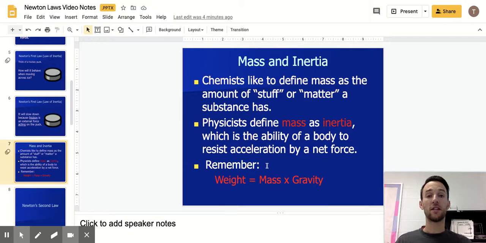So one thing to consider here is our formula. Weight is equal to mass times gravity. Here on Earth, we'll say, oh, well, I weigh 147 pounds, right? But what we know is that that is my mass, what my body is made up of, multiplied by gravity, 9.8. And we'll get our answer in newtons.